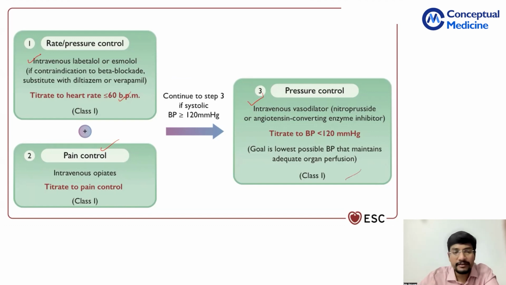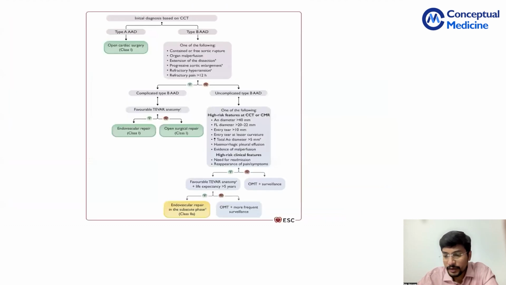Plain vasodilators like hydralazine are contraindicated because they increase the hydraulic stress and can propagate the dissection. You give either labetalol or esmolol, or you give sodium nitroprusside. So this is the first step.